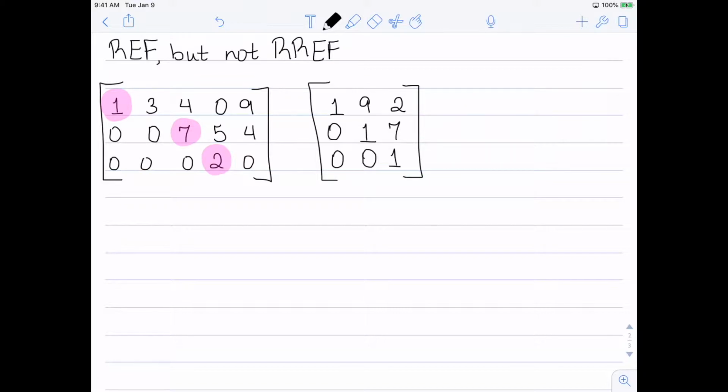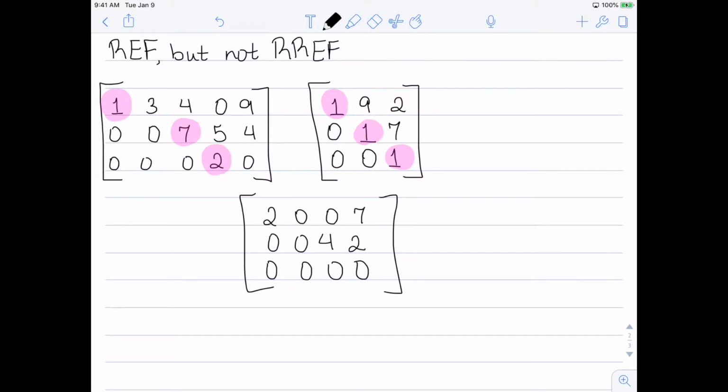Here's another example. Once again, there are no zero rows. We can see our pivots are moving down and to the right, and everything below all of these 1s is a 0. So this would also be in row echelon form. One more. This time we do see the row of zeros at the bottom. Our pivots do move down and to the right, and everything below the pivots is zeros.